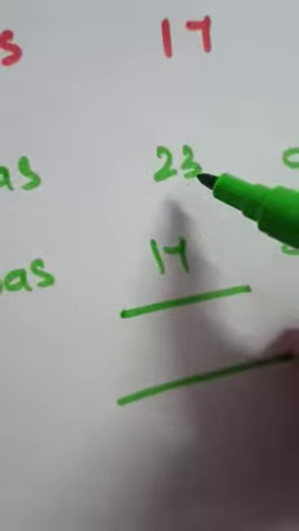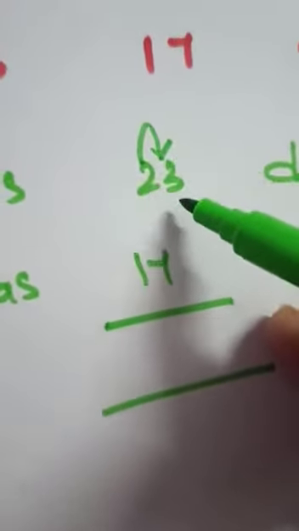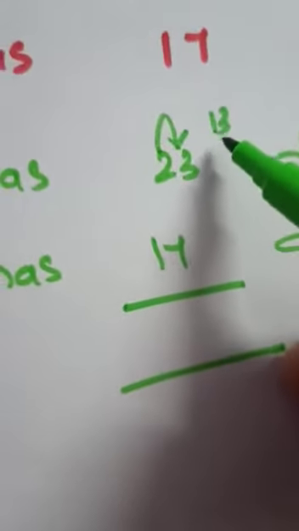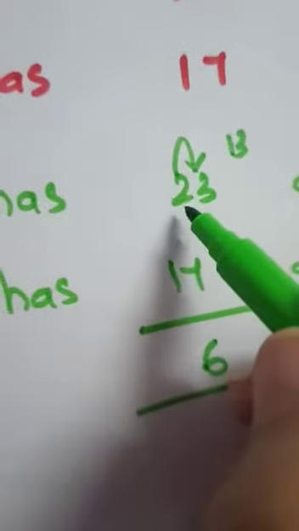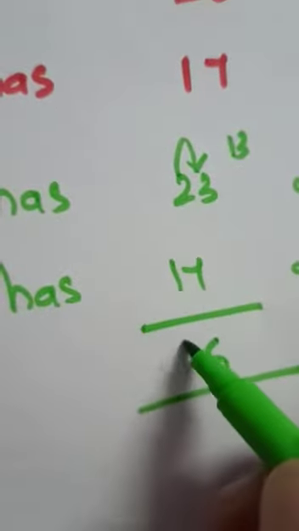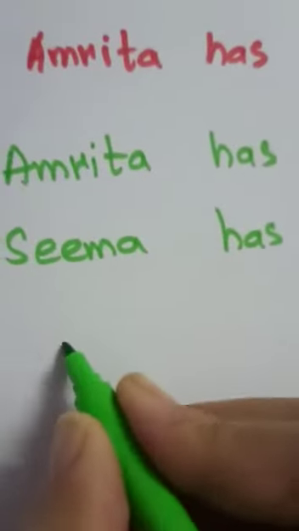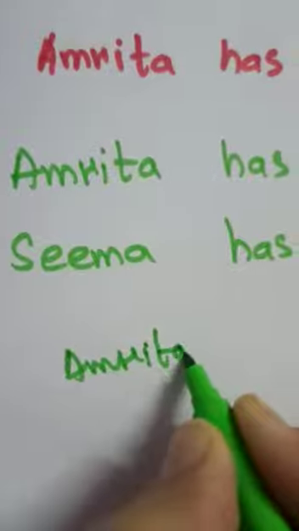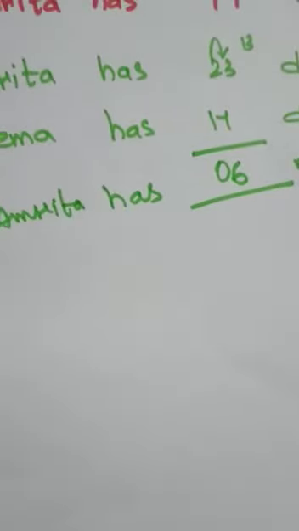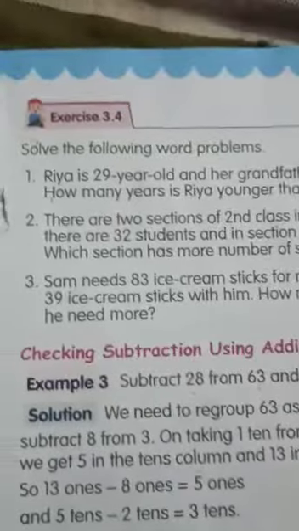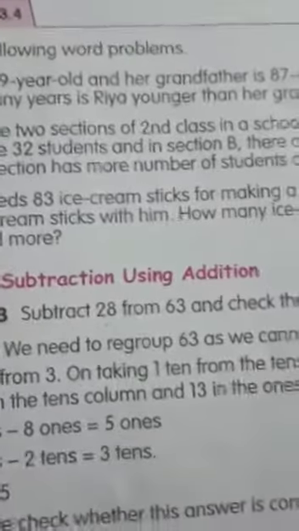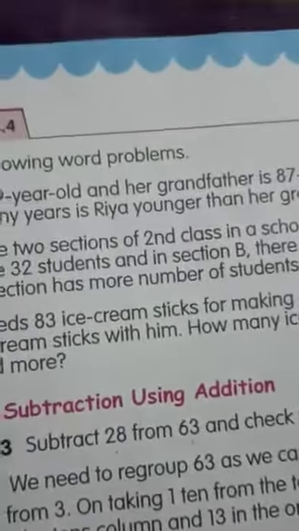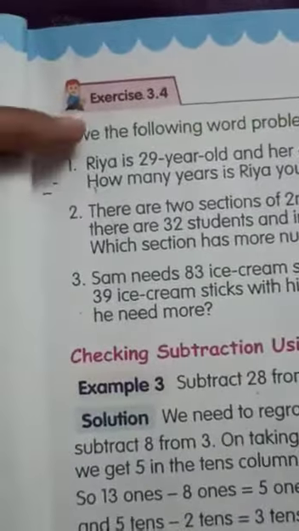Okay, now here you see we have not enough ones. So we have to take borrow from 10's place. So this number will become 13. So 13 minus 7 is 6. Now this 10's number will become only 1. 1 minus 1 is 0. So Amrita has 6 more dolls. Amrita has 6 more dolls than Seema. Okay? Now you have to find the subtraction and you have to find who is having more and by how much. Please do these 3 problems.